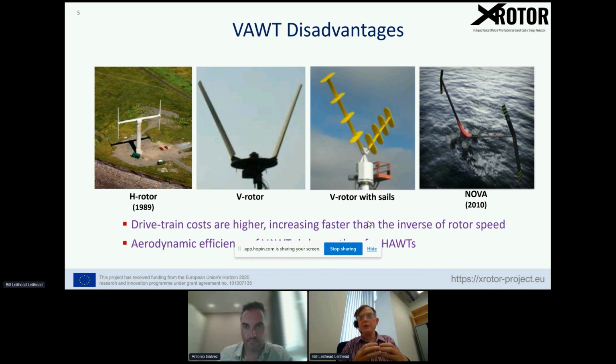That's primarily because they rise inversely with the rotor speed. For vertical axis wind turbines, the rotor speed is lower than for horizontal axis wind turbines, so inevitably you're getting very large, very fast increases in the costs of drivetrains, generators and gearbox, and as the turbines get bigger, that problem gets worse. The other problem is that aerodynamic efficiency tends to be lower than for horizontal axis wind turbines.